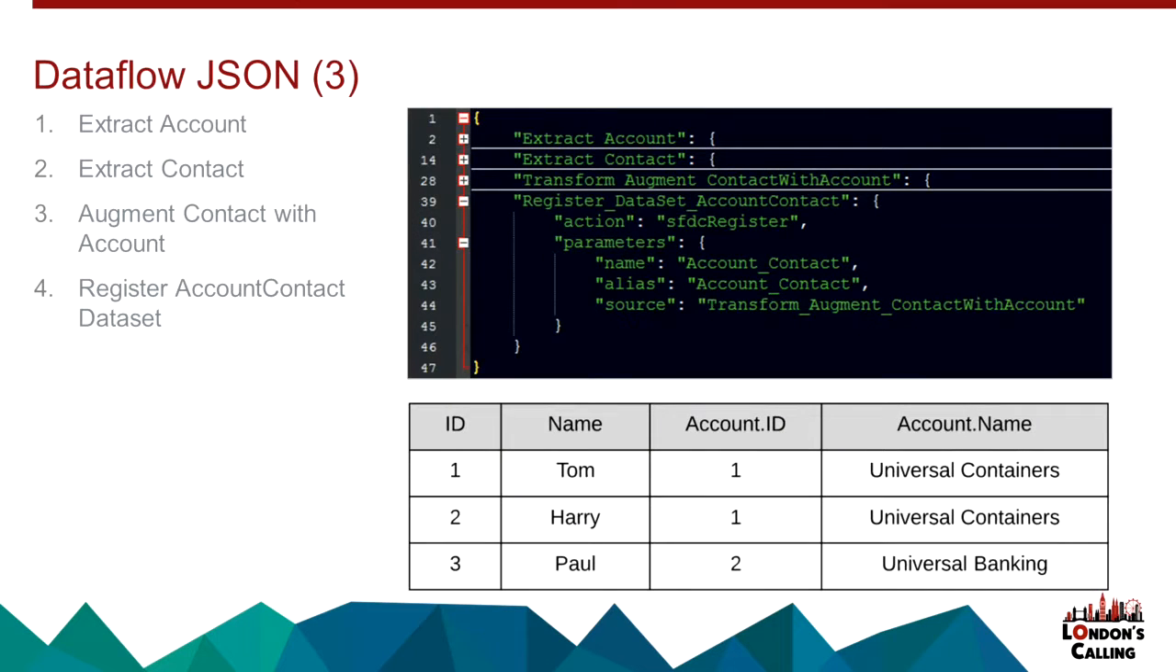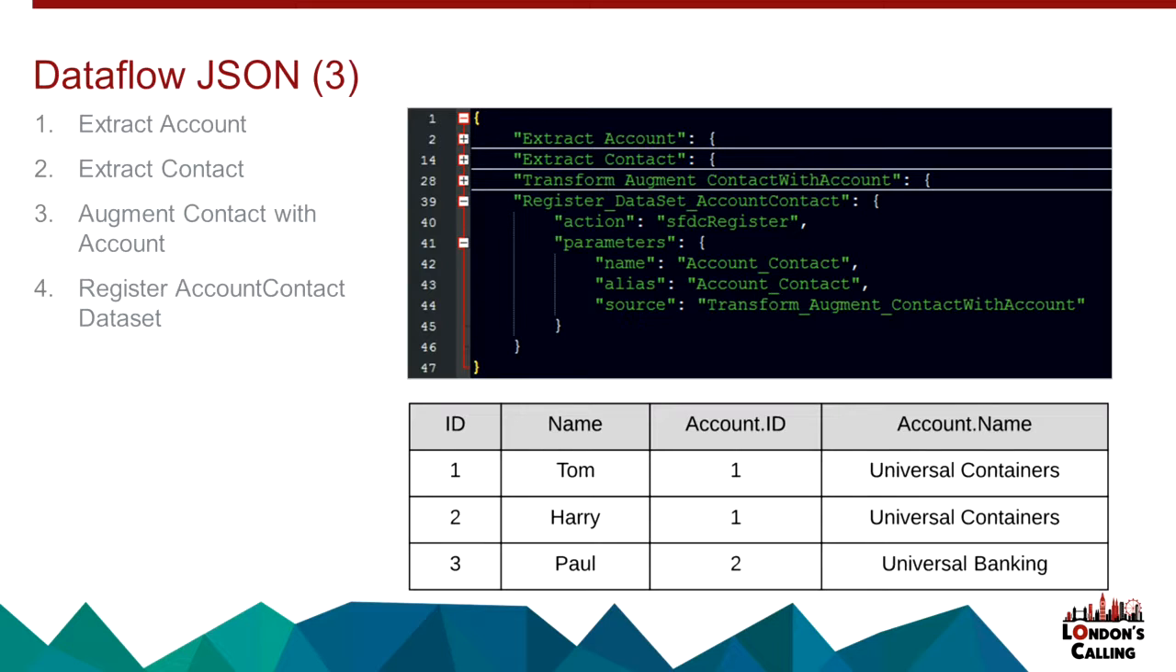And then the final step, which is to register that data set. So I basically have to say which step within the data flow I'm going to be sourcing the data from. So in this case, it's important that I say it's the transform augment step, because that's where I combine them together. And I have to give it obviously a name or an alias. So in this case, I'm calling my dataset account_contacts.